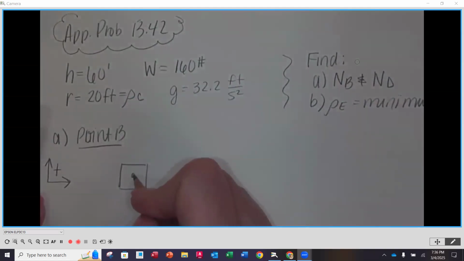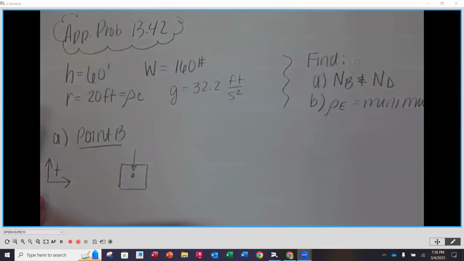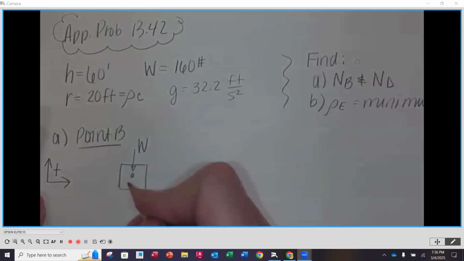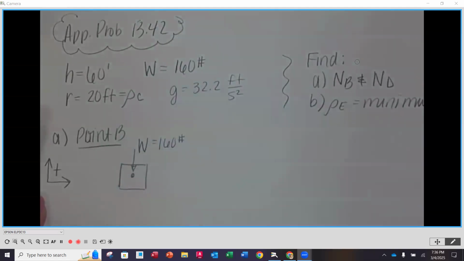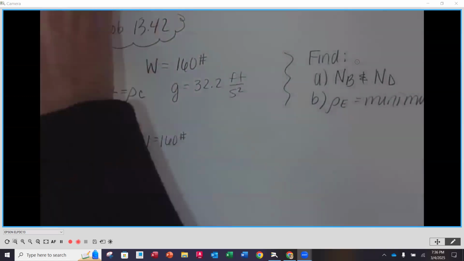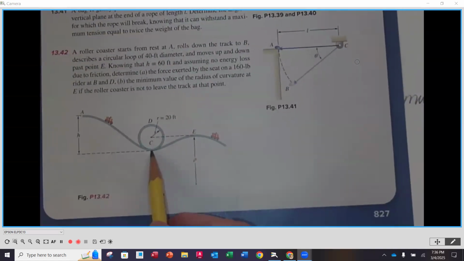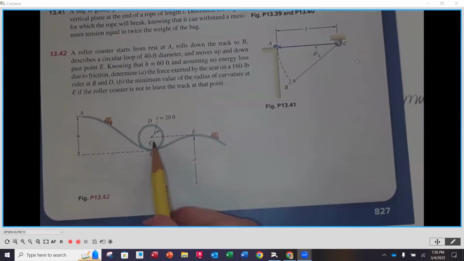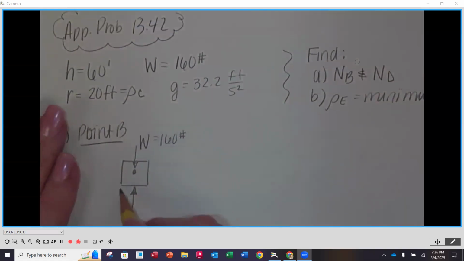And this is going to be the center of that block. We know that the weight is going to be going down, and we know that weight to be 160 pounds. And then at this point, the normal force is going to be pushing up. So this is when the car is at the bottom here. So its wheels are below it. So the people are on top and the wheels are below it. So the normal force is going to be opposing it. So the track is here, if you would, and this is the normal force at B.